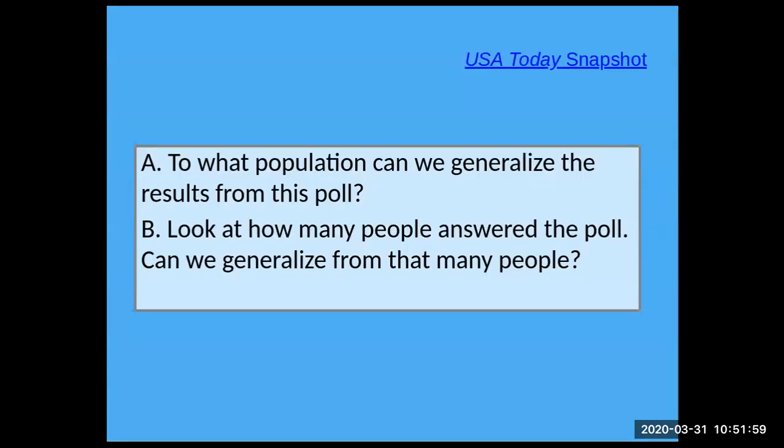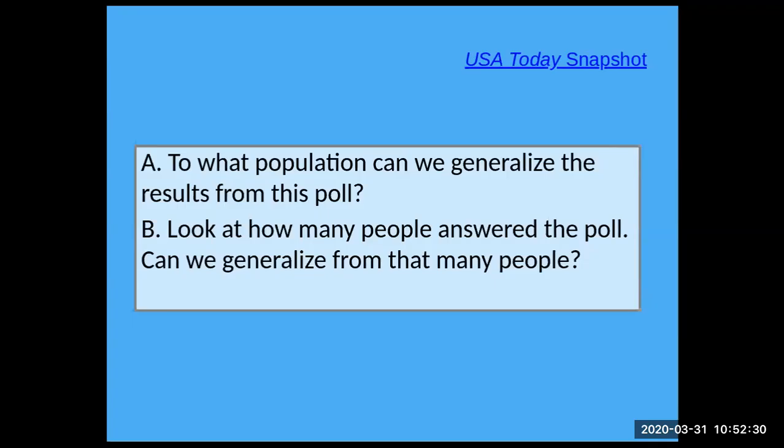First, this was a snapshot from about 8 or 9 years ago, probably, from USA Today. I normally click to a link that has a poll question, but really, there's no need to look at a different poll question right now. I could ask anything. The most relevant one in this day and age is, to what population can we generalize the results from a presidential poll?